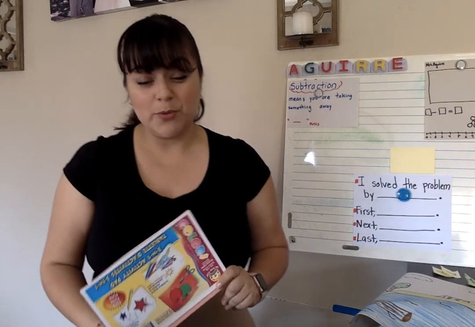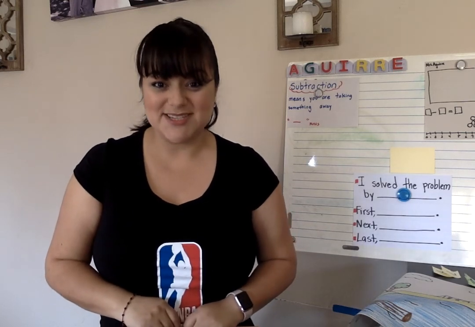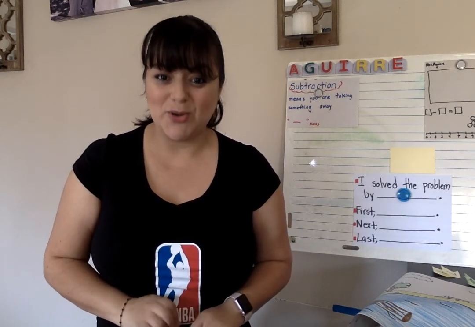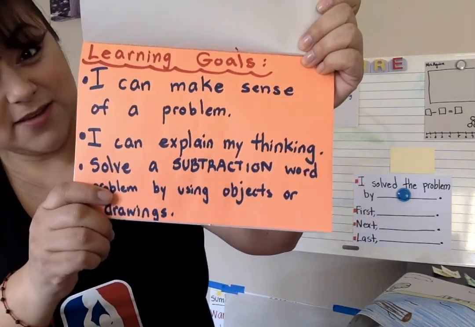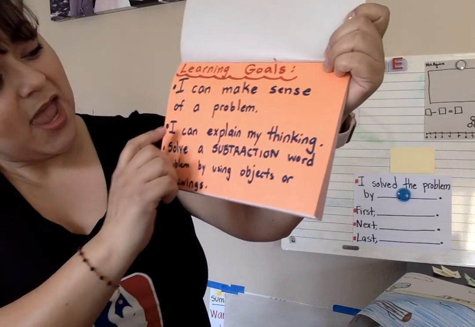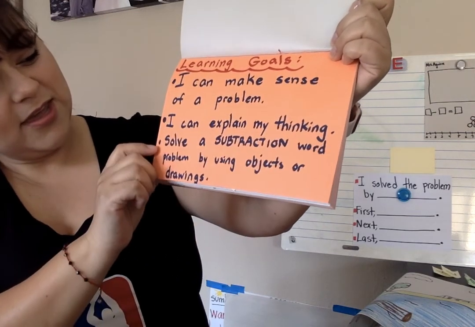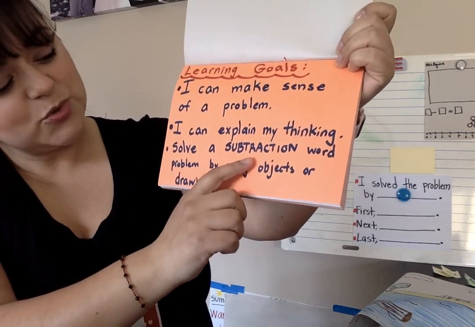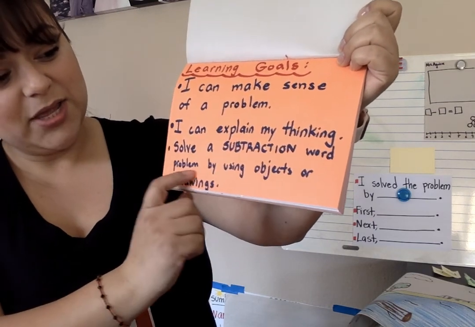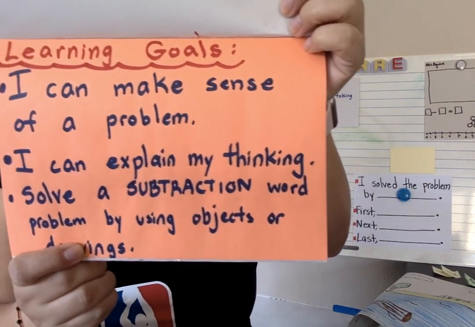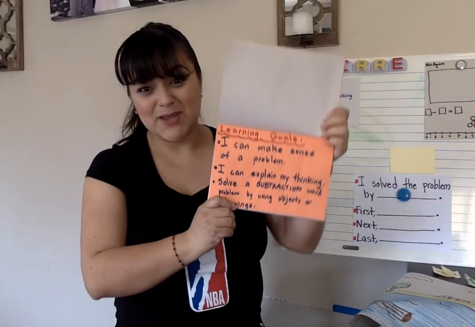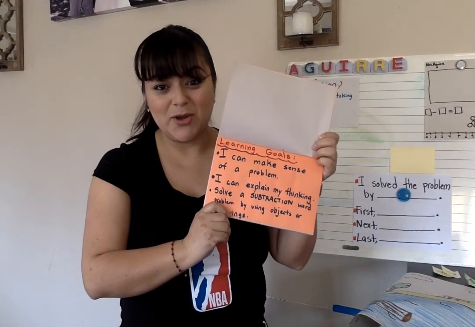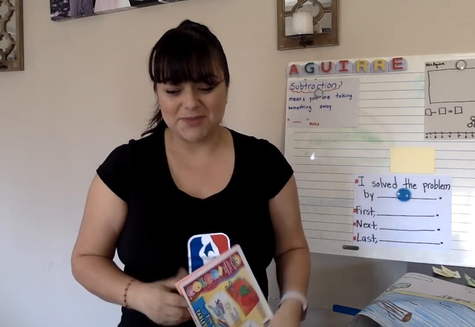We had a little trouble with our last math problem solving lesson, so we're going to do a similar one today. Okay, so let's start with our learning goals for today. I can make sense of a problem. I can explain my thinking, and I can solve a subtraction word problem by using objects or drawings or both. Okay, so now that we know what our learning goals are, let's start.